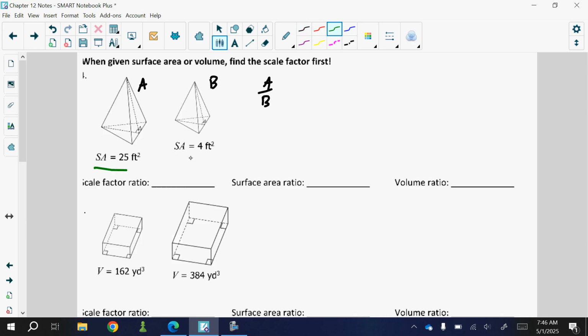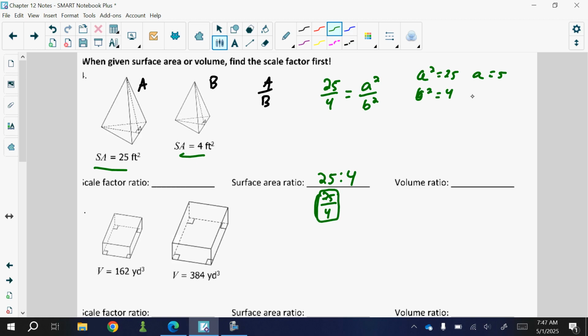Okay, so again, these are my surface areas. That's 25 over 4. Again, that represents A squared over B squared. So really that is my surface area ratio, 25 to 4. You can express it as a fraction. So if you write 25 over 4, it's the same thing. Whichever way you prefer. So then this means A squared equals 25, which means A equals 5. And then B squared equals 4, which means that B is 2. So this is 5 to 2.